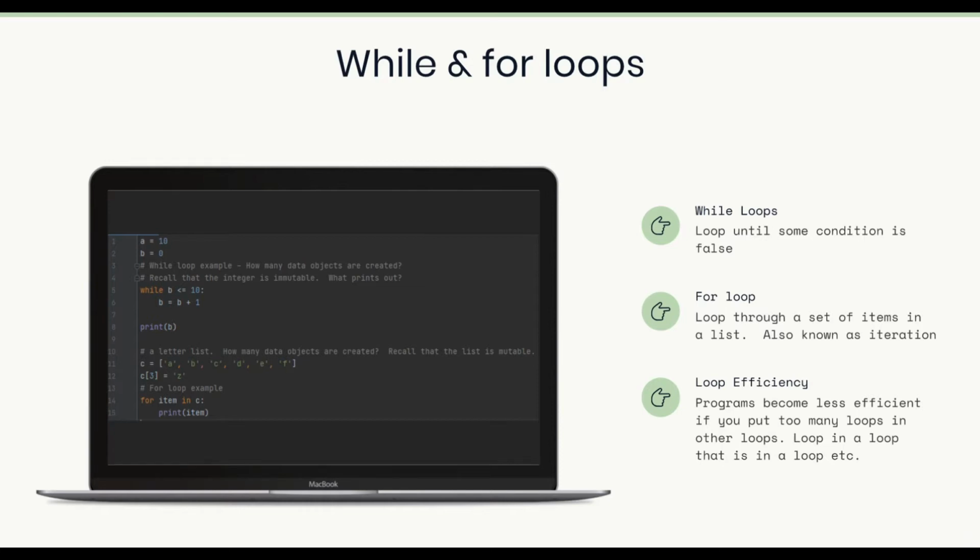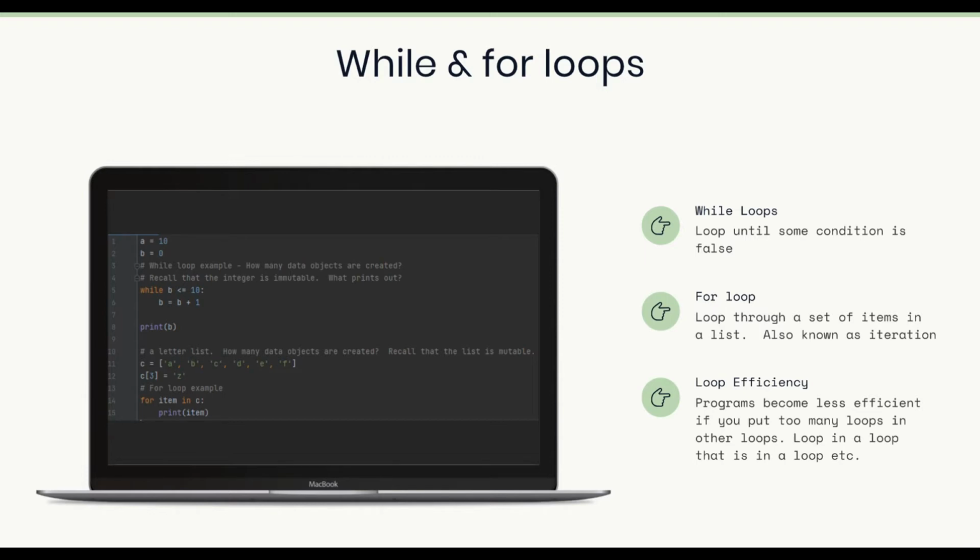Now, how many data objects are created in lines 11 and 12? Well, if you think 2 data objects are created, I'm sorry, that's incorrect. Remember, the list is a mutable type, which means we can change the values of a list without Python creating a new data object. So when we run line 12, a new data object is not created. The value of c[3] is actually updated to the value Z.